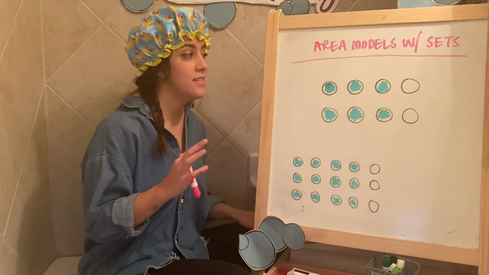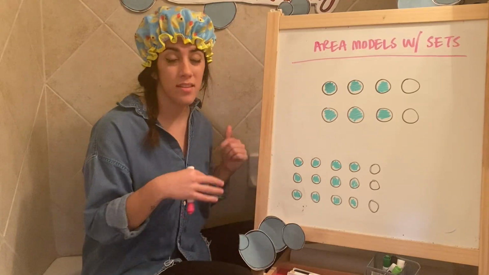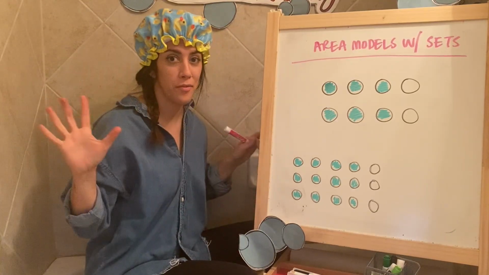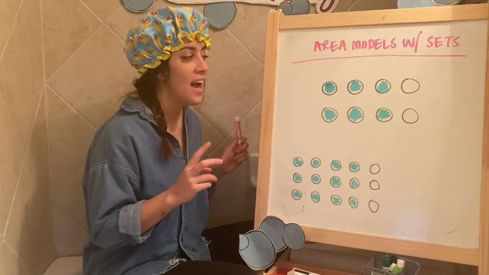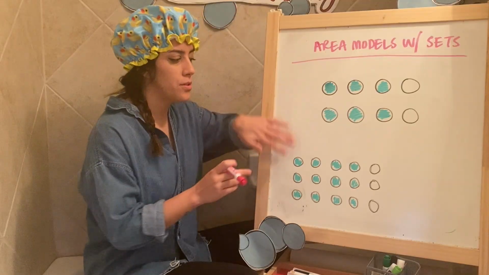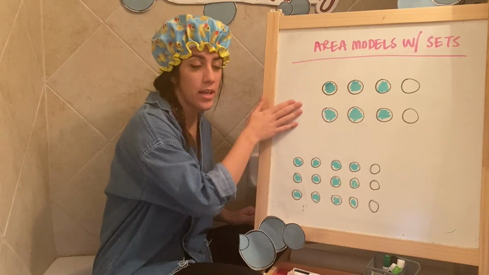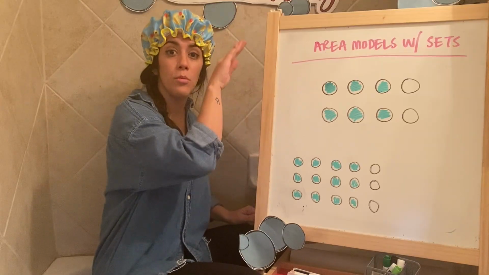Okay, this is still an area model, right? It's a picture, we're drawing it out, but it's with sets. And so I want you to just pay attention first, but second, I want you to keep an open mind to this, okay? These are 2 different examples. How many circles do I have shaded out of how many, right? So the amount shaded is going to be my numerator, the number on top.